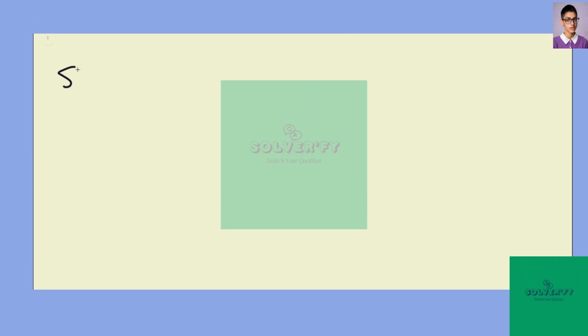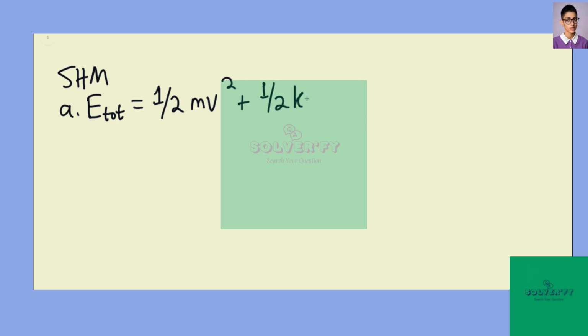So here we have simple harmonic motion. And so for part A, when we want to find the total amount of energy, this is going to be simply equal to 1/2 mv squared plus 1/2 kx squared. And this will equal 1/2 ka squared.